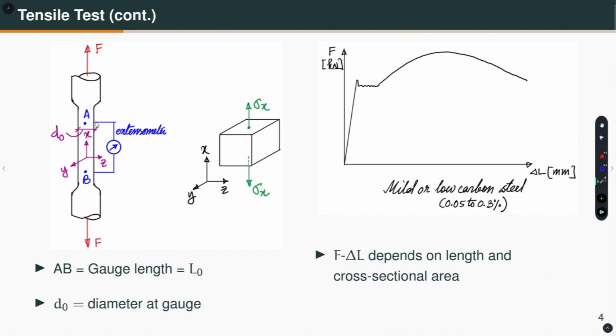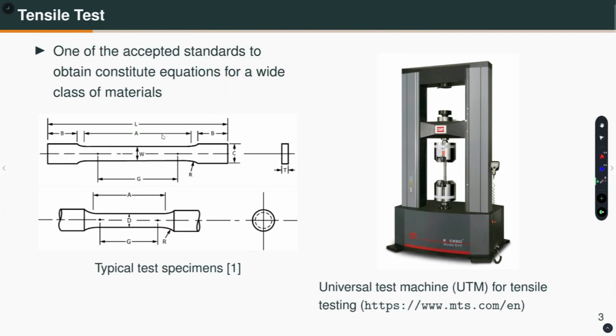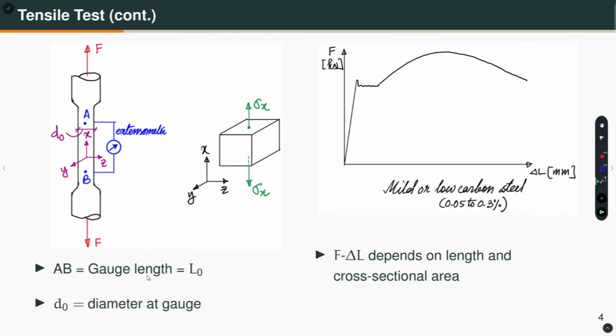Here again I am showing the extensometer. Between these two points you have connected the extensometer, and AB is called the gauge length, the length of which is denoted by L0. And here I am writing the diameter at the gauge as D0. Now, for your information, if I go back one slide, the dimensions A, W, L, B, C, all those dimensions are given in the ASTM standard ASTM E8, which you will see at the end of this lecture in the reference slide. So, basically within the gauge length the state of stress is uniaxial.